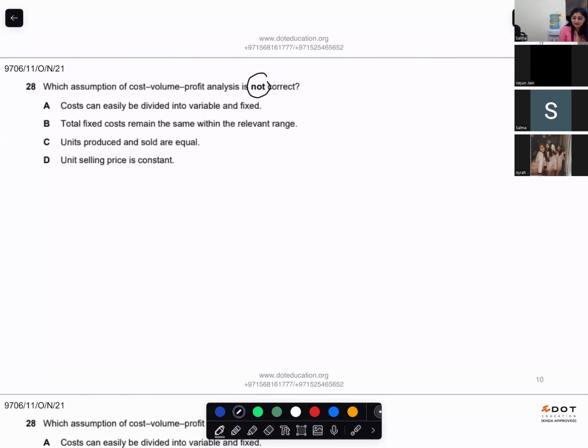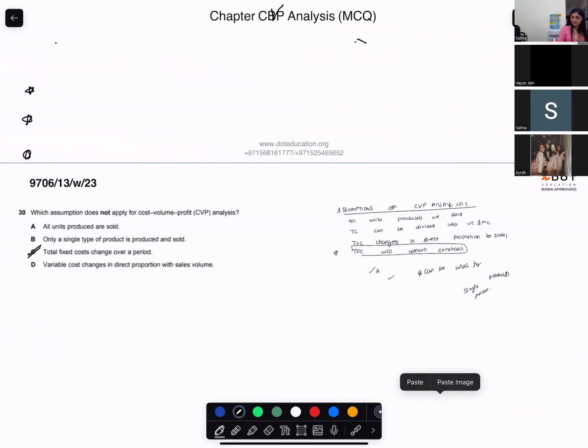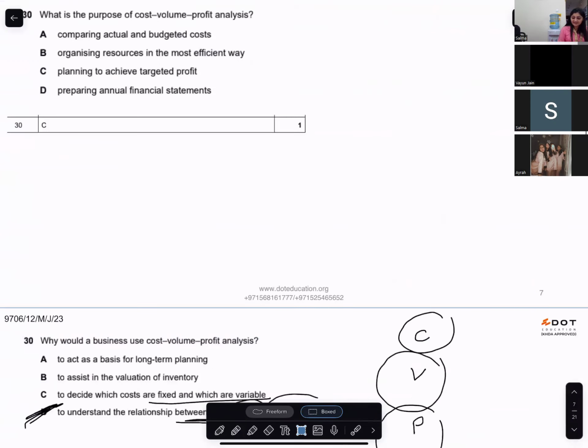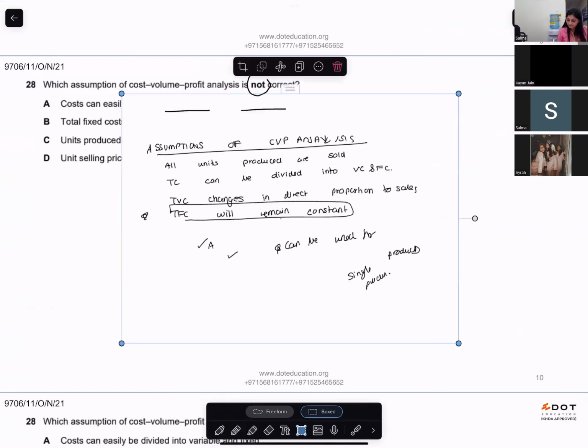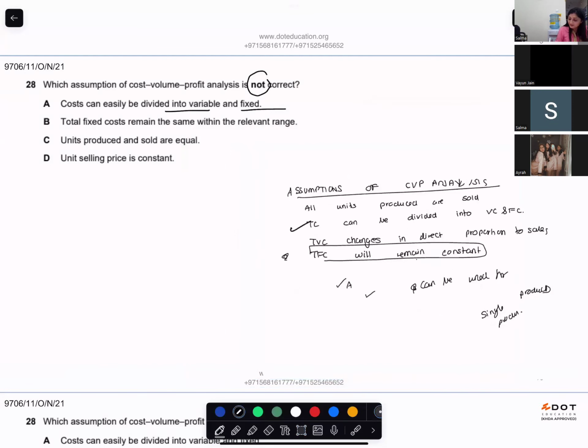Does the CVP assume that the cost can be divided into fixed and variable? We just did the assumptions of cost volume profit analysis. So does cost volume profit analysis assume that your cost can be divided into fixed and variable? Yes, it assumes that the cost can be divided into variable and fixed. So this is an assumption.